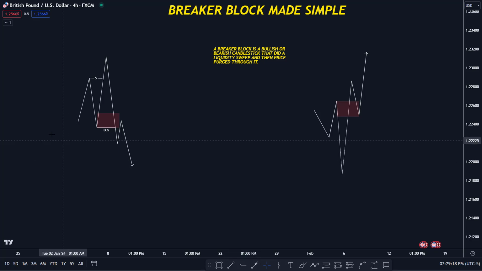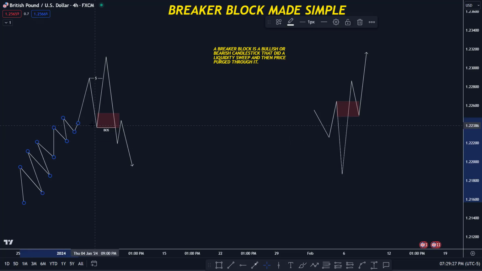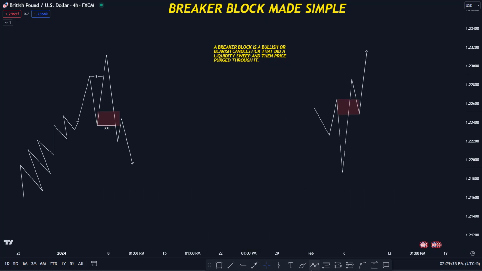So first, we can see that we were in an uptrend right here. Price was trailing higher, creating higher highs and higher lows. And then this low right here came in, purged, and took liquidity from these old highs right here. And then this high right here did not respect this old low. It came in and purged through it, right, and gave us a breakout structure.